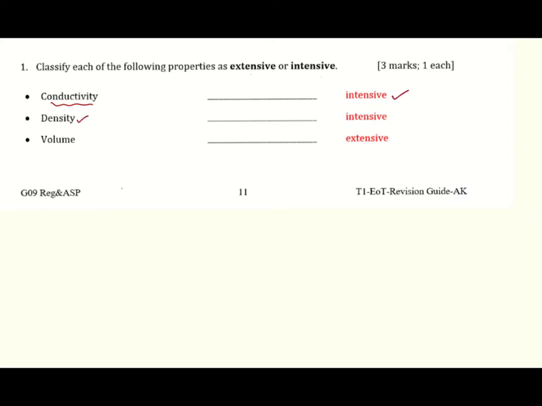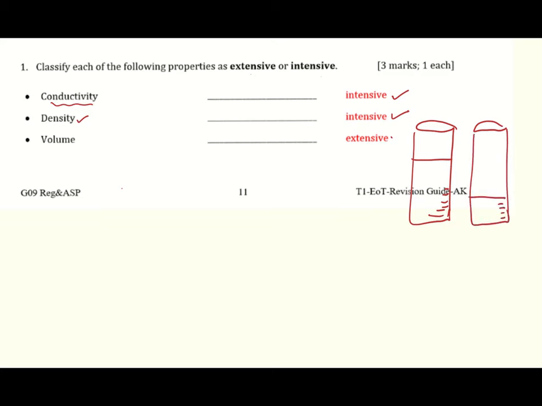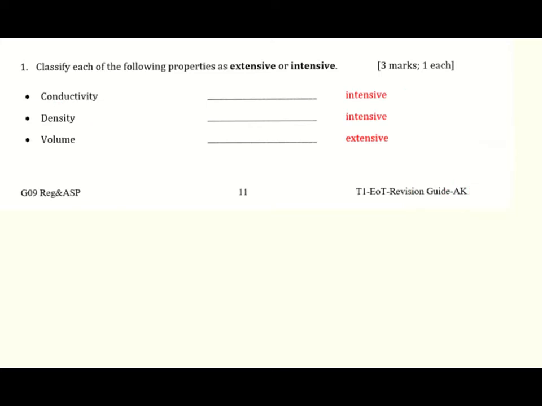Density is an intensive property. Volume is an extensive property because I can have a beaker or a measuring cylinder with a big volume of water, and you can change and take a small volume of water. So the value here I can read 10 centimeter cube and here I can read 50 centimeter cube. The difference in volume depends on the amount of substance you put.